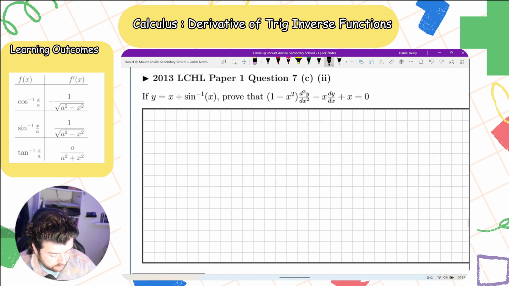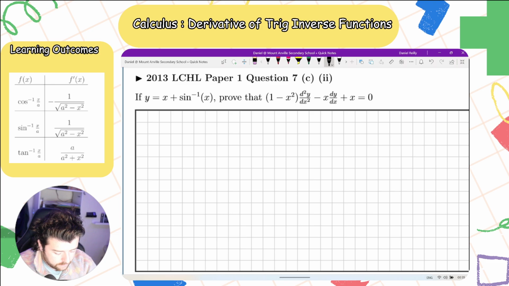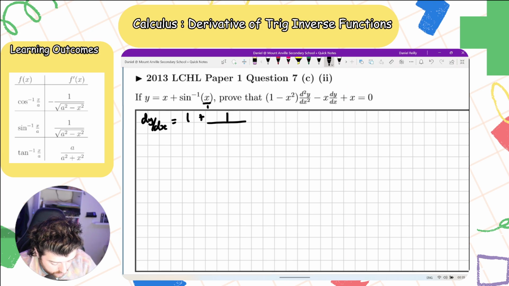This one here is a bit more tricky now. It's from 2013. y equals x plus sine inverse of x. Prove that 1 minus x squared times the second derivative, minus x times the first derivative, plus x equals 0. So let's find the first derivative here. dy dx is going to be equal to 1 plus sine inverse of x over 1. Well, that's going to be x. So it is going to be equal to 1 over the square root of 1 squared, which is 1, minus x squared, multiplied by the derivative of x, which is 1. So that is my first derivative there.